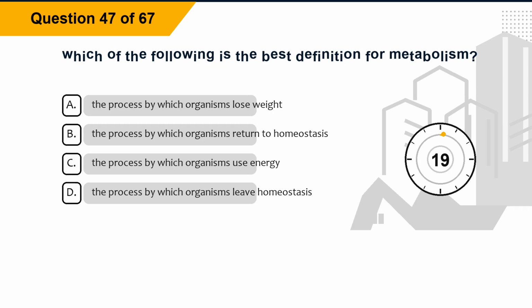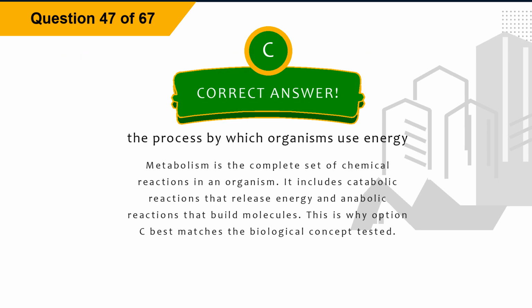Question 47. Which of the following is the best definition for metabolism? Option A, the process by which organisms lose weight. Option B, the process by which organisms return to homeostasis. Option C, the process by which organisms use energy. Option D, the process by which organisms leave homeostasis. The correct answer is option C, the process by which organisms use energy.